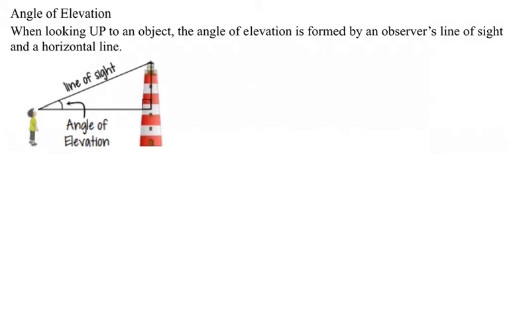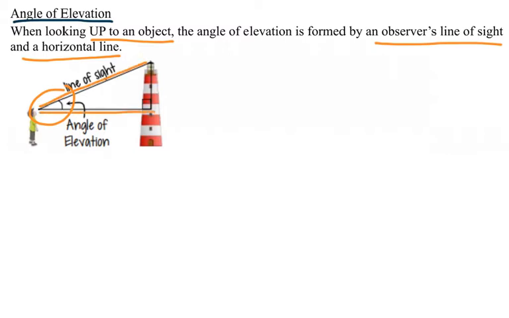Okay, so here's the first thing we're going to talk about, the angle of elevation. The angle of elevation would be this one right here. It's when you're looking up to an object. The angle of elevation is formed by an observer's line of sight and a horizontal line. So you're looking upwards. That's your angle of elevation.